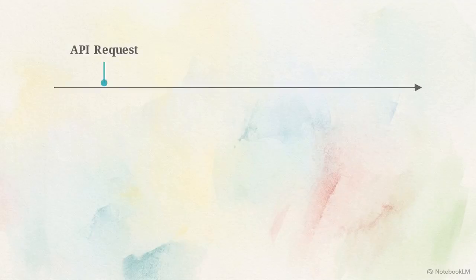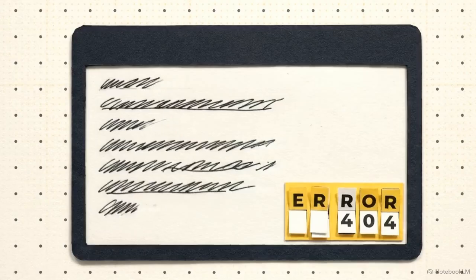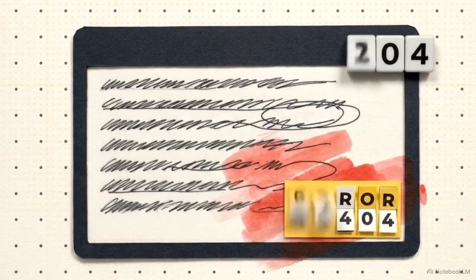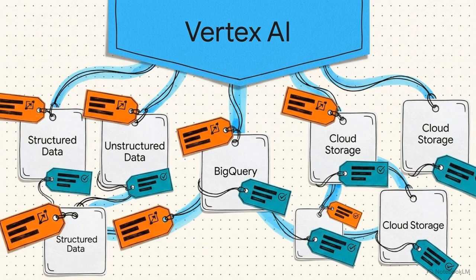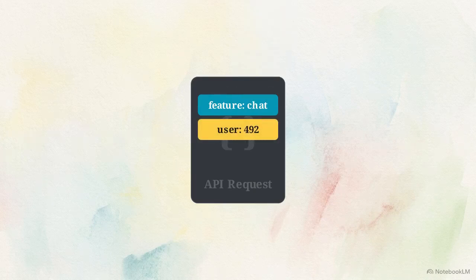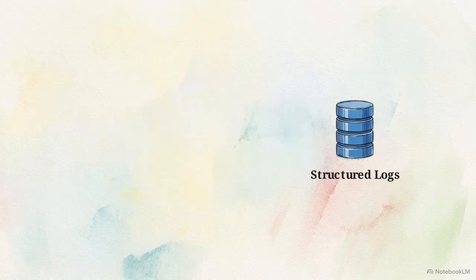Cloud billing exports lag behind actual usage by up to 48 hours. If a bug in your code starts burning tokens in an endless loop, you won't know until the damage is already done. To close that gap, you need granular attribution. Vertex AI allows you to inject metadata request labels directly into your API calls. By tagging every request with the specific application feature and the user ID, you map every token burned to a specific action. Those tags are then passed into structured token logs.